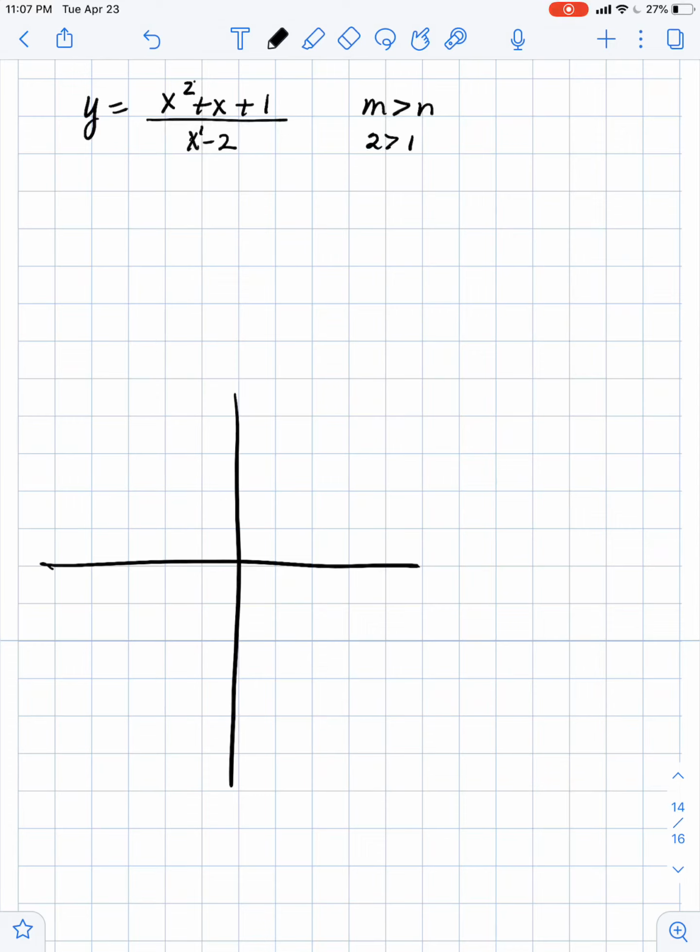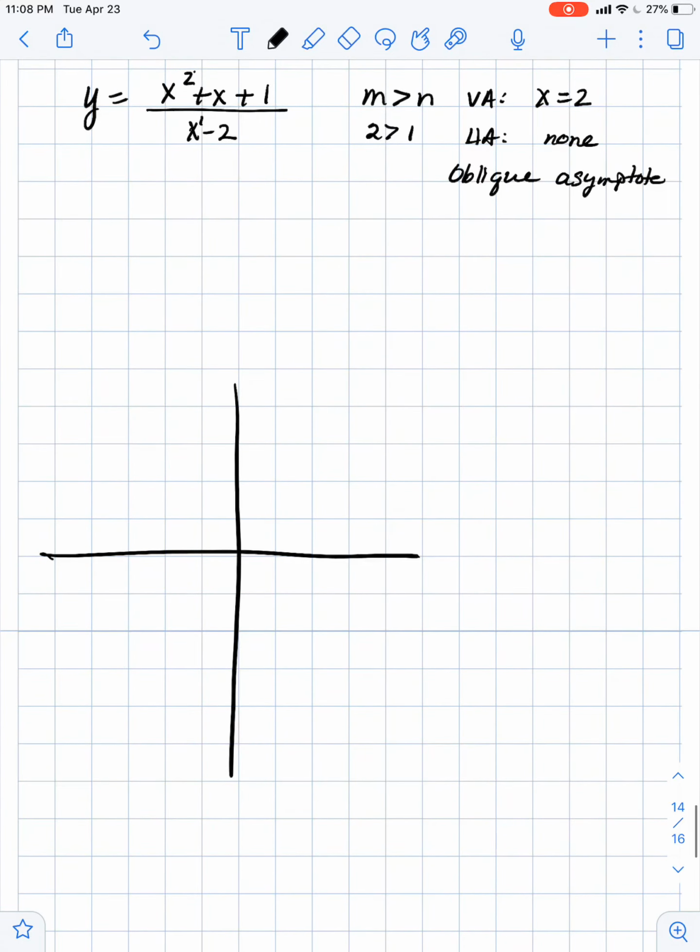And so what this one has is your oblique asymptote. Now, your vertical asymptote is just like normal. What can x not be? Your excluded values. So x cannot be 2. There are no horizontals, okay?